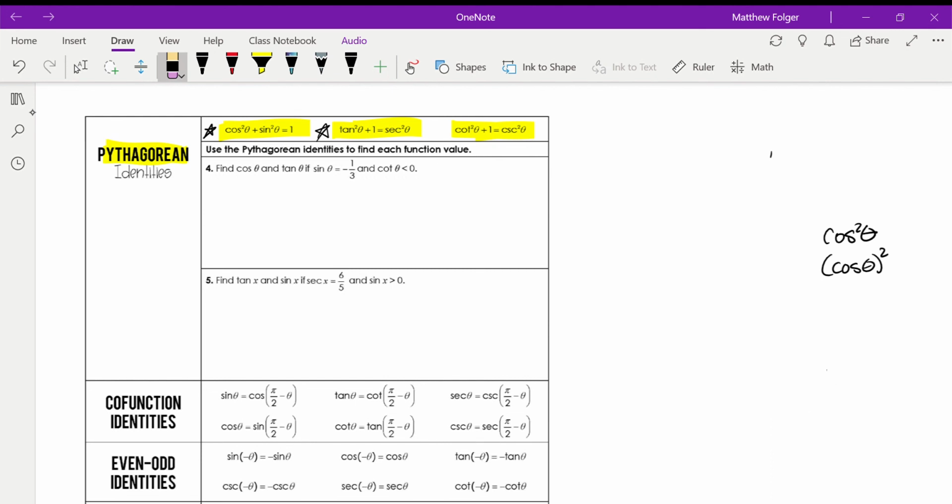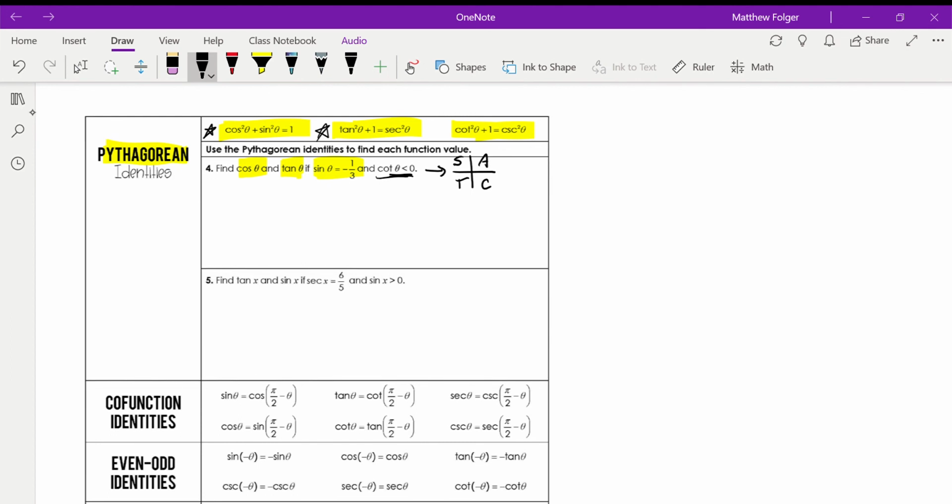So if you look at question number 1, we are given the sine of theta is negative 1/3. And we're asked to find the cosine of theta and the tangent of theta. But then we're given this fourth piece of information here. The cotangent of theta is less than 0. So this right here is a telltale sign that you need to know what quadrant you're in.